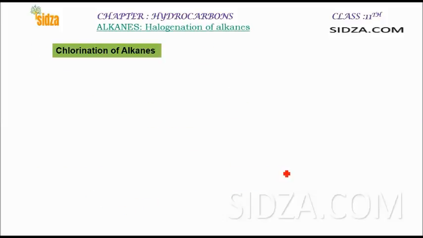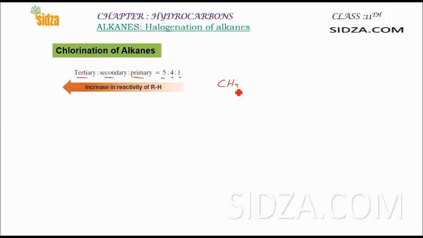So let's take an example of a chlorination of alkanes. In chlorination of alkanes, the order of reactivity of the hydrogen atom is tertiary more reactive than secondary than primary, and in chlorination the order is 5:4:1. So let me explain it here with an example. That means if you got a compound that has primary, secondary and tertiary hydrogen atoms, this is the secondary one and this one is the tertiary one.